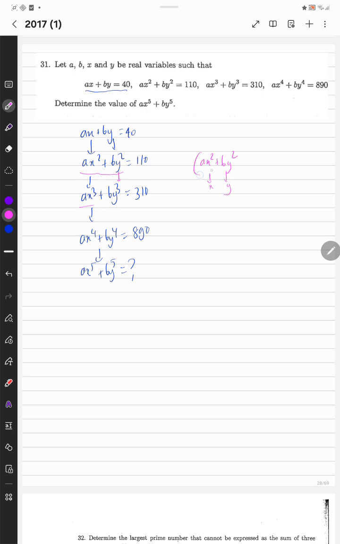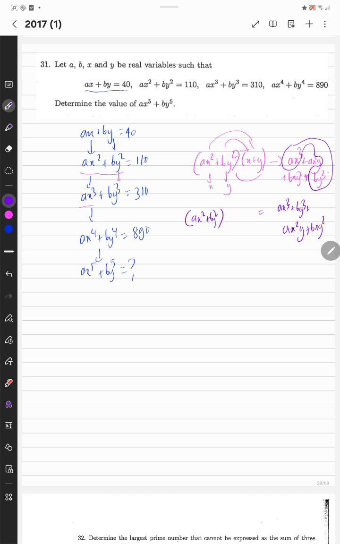Then if we multiply the whole expression by x + y, we end up with something like ax³ + ax²y + bxy² + by³. So that's what we end up with. You see, here's ax³ + by³. In addition to that, we are ending up with ax²y + bxy² in this instance. So it's (ax² + by²) times (x + y).